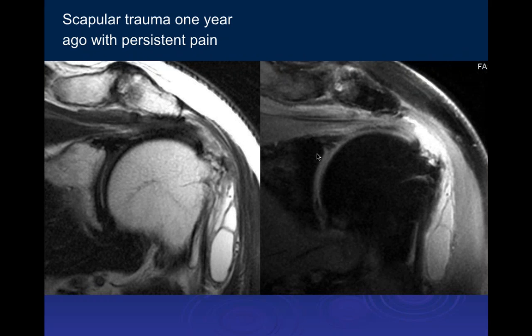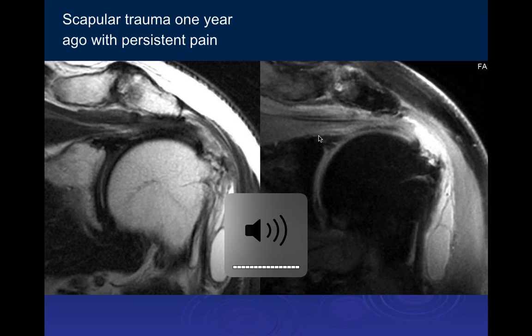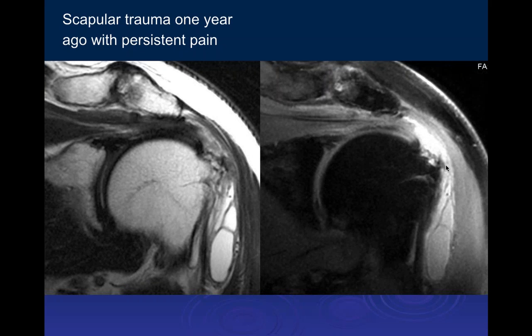Okay, let's see. Deshali, what do you think of this case? The patient had scapular trauma a year ago and has persistent pain. So we have 2 coronal MR images, 2 fluid images, and a fat-set image. And within the subdeltoid bursa, there's a loculated fluid collection. The undersurface of the acromion is irregular and there's downsloping. And the supraspinatus tendon fibers distally at the footplate demonstrate a full thickness tear.